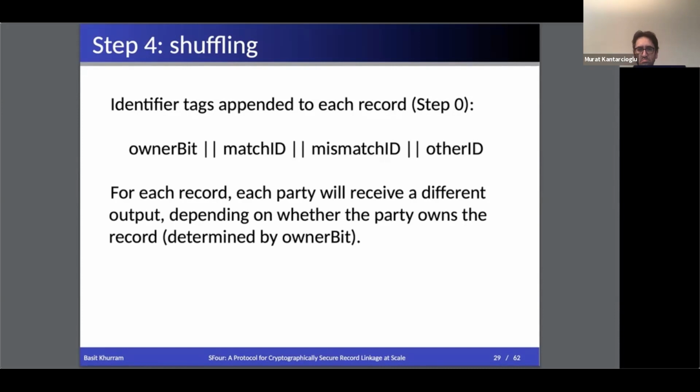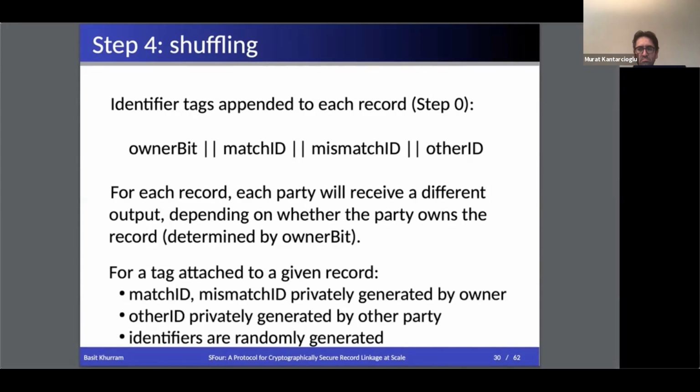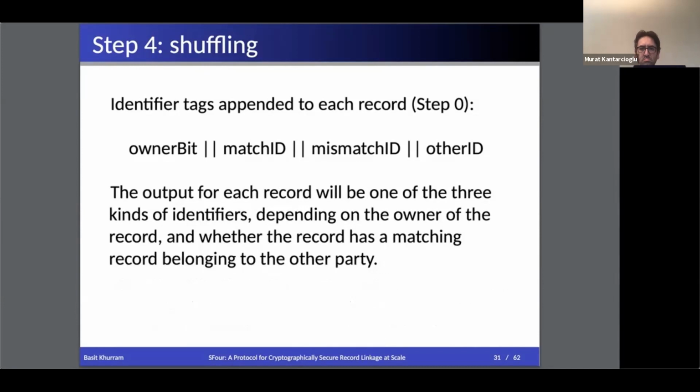At the end of the protocol, each participant will receive a list of identifiers that is specific to that participant. The match ID and mismatch ID attached to a record are generated privately by that record's owner. The other ID that is attached to a record is privately generated by the other party. The record owner does not know the value of the other ID attached to its own record. These identifiers are all randomly generated. The choice of identifier picked for a record will depend on who owns the record and on whether the record has a matching record belonging to the other participant.